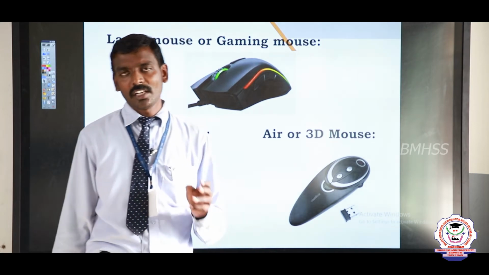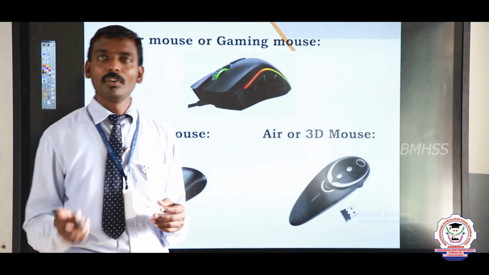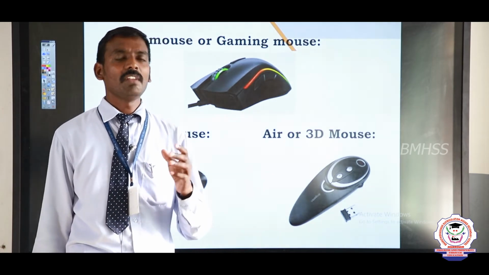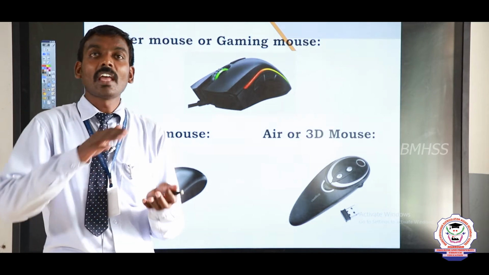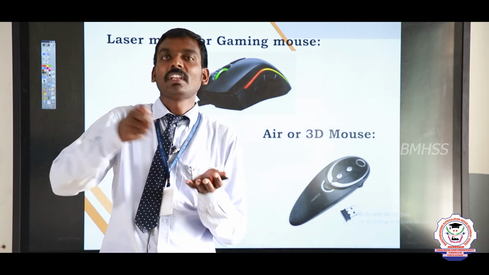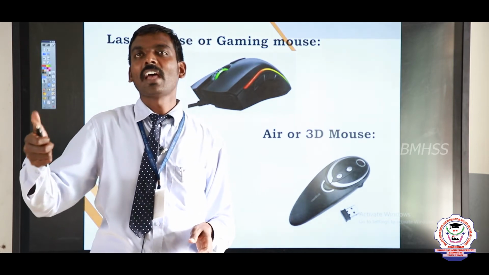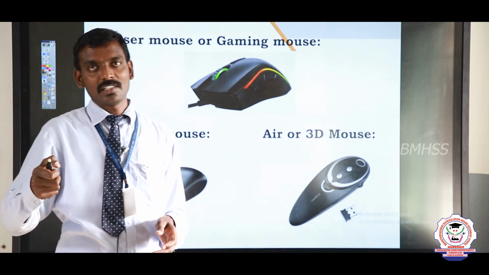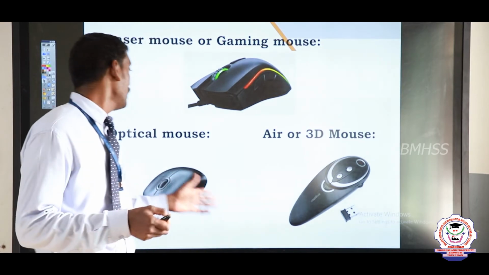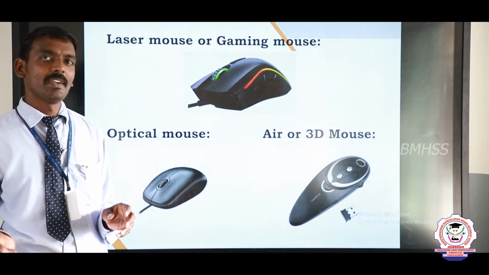Air mouse and 3D mouse are used for presentation. What is the purpose of presentation? When can we use it? Air mouse is used when there is no flat surface to place the mouse. You can keep it in your hand and use it, so it is called an air mouse. Are you understanding, children? No need for a flat surface. Yes. And then optical mouse. Optical mouse we can also use nowadays in our lab and at home itself.